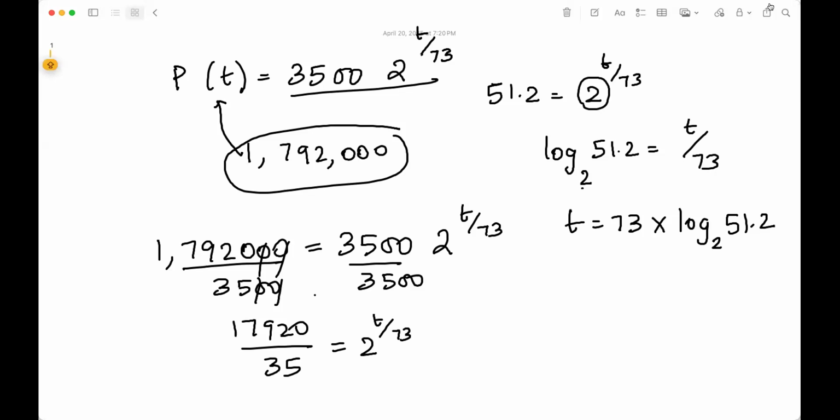Let me try to bring 384. Miss Priya, isn't it just 512? Oh, did I make a mistake? Oh, is it 512? Somebody said 61.2, right? Because 17920 by 35 should be a three-digit number, right? Yeah, it is 512. Correct. That's okay. Now can you shout out that equation? I want to do it in the calculator and show you.